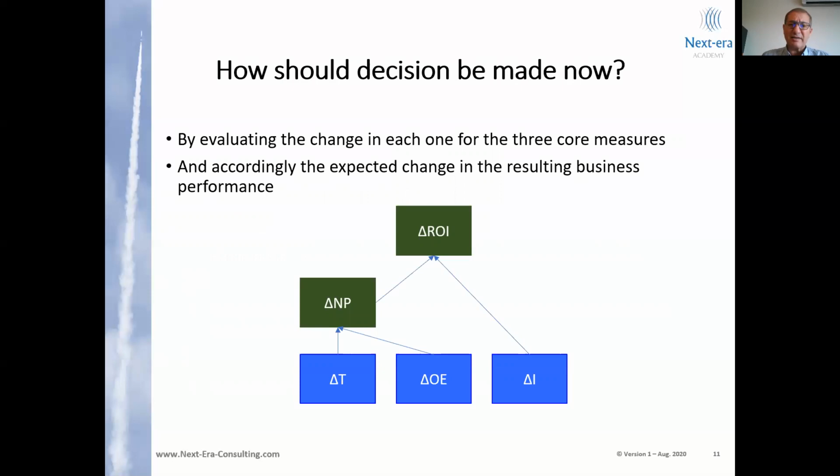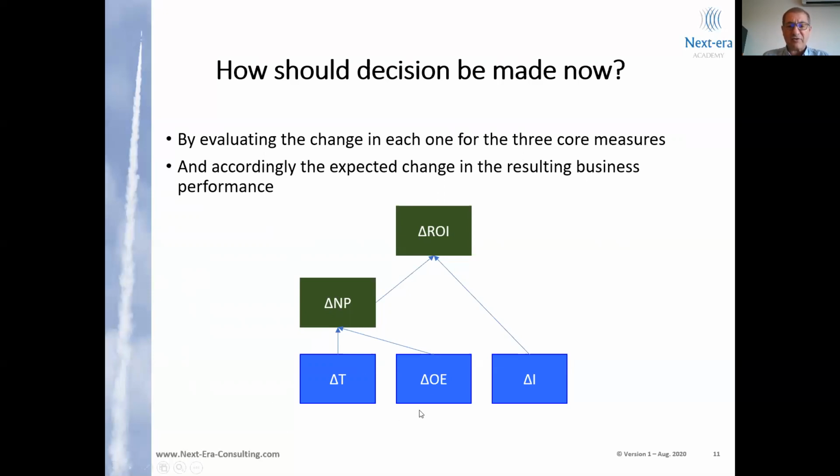Now when we understand these three key measures, we can understand a new way of making decisions. We can make decisions by evaluating the change in each one of these core measures: the change in throughput, the change in operational expenses, and the change in investment. We don't need to even have the actual real numbers to start with.